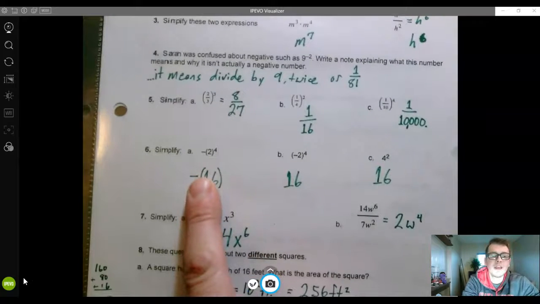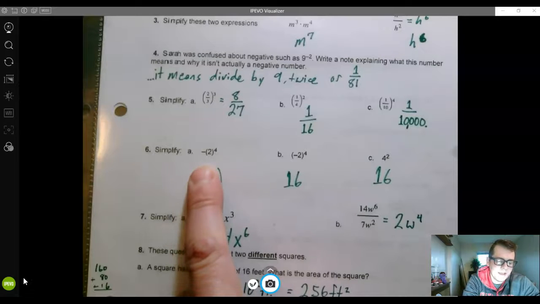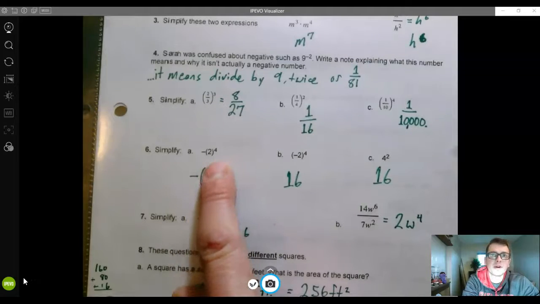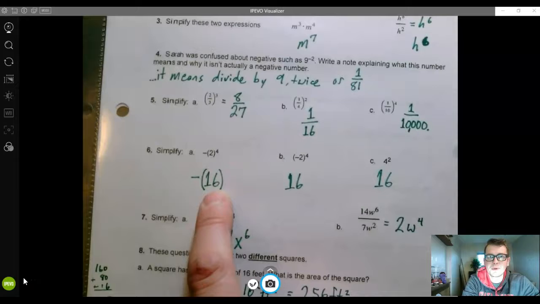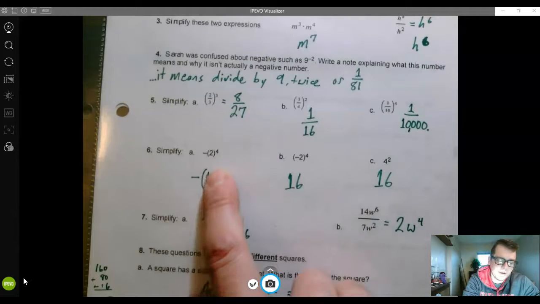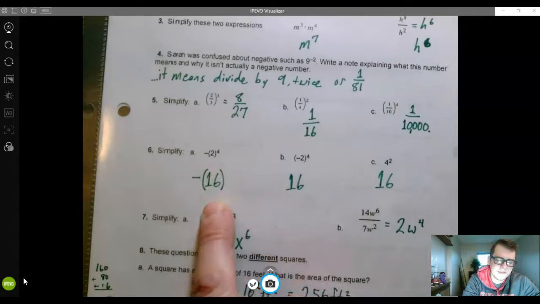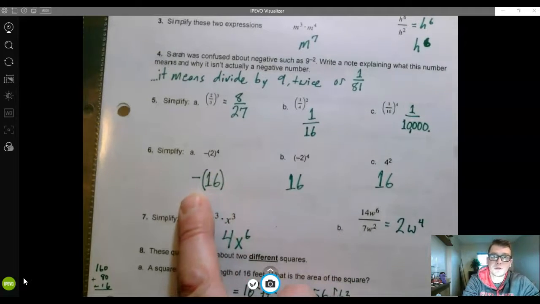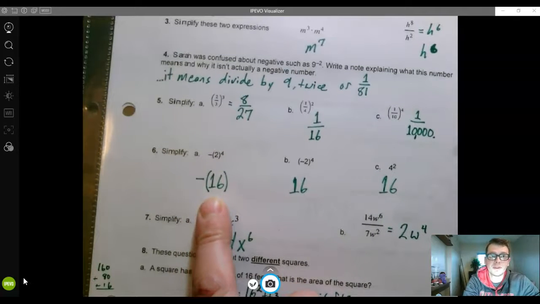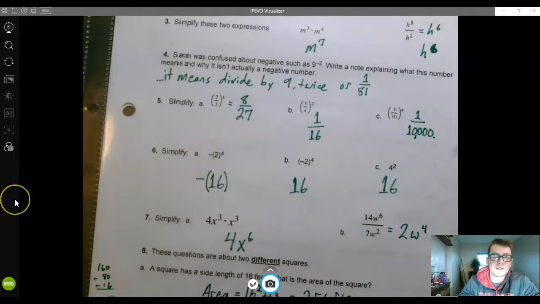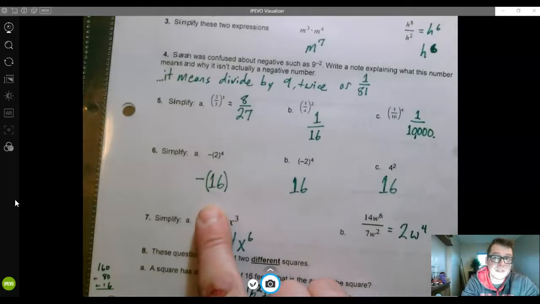Moving on down. The negatives are where people have a little bit of issues here. So negative 2 to the 4th power. The negative is going to happen after we raise 2 to the 4th power. So 2 to the 4th is 16. Then the opposite of that, your answer should be negative 16. You don't have to have the negative on the outside of parentheses. You could have it all together in one set of parentheses if you wanted, or just without parentheses if you so choose.